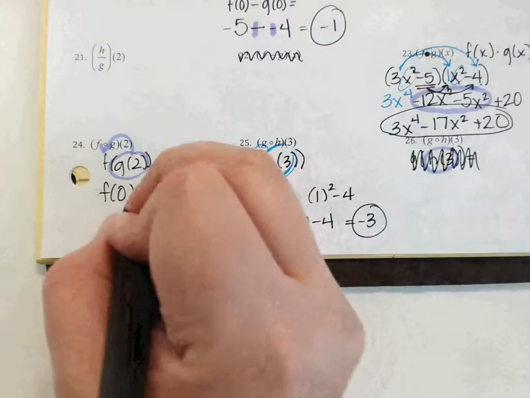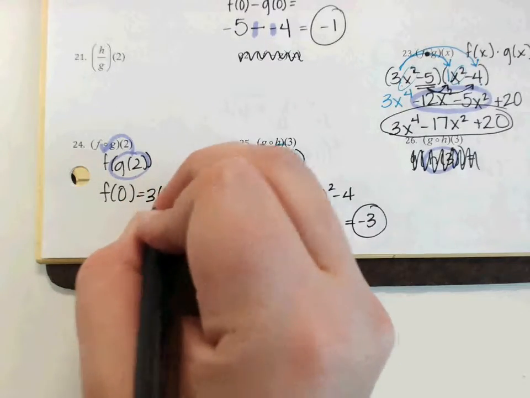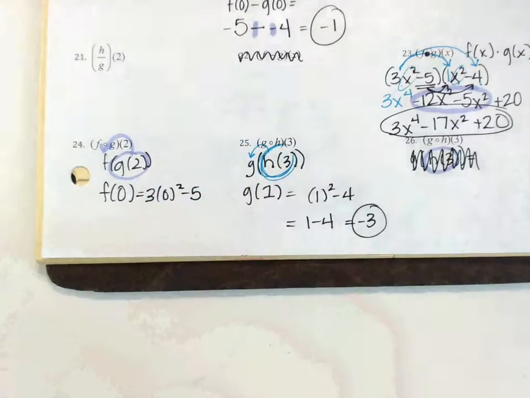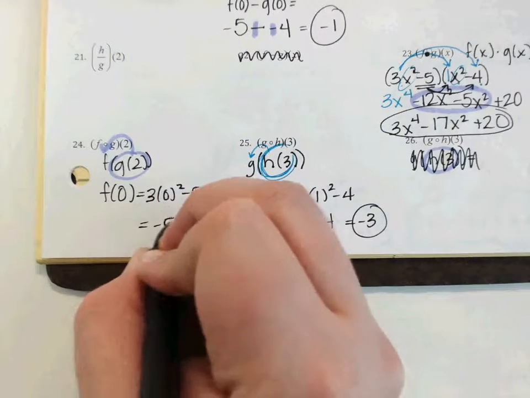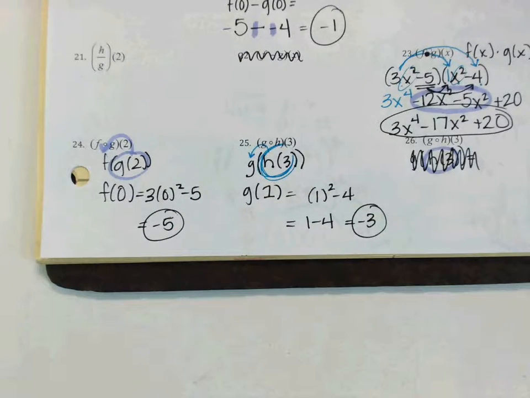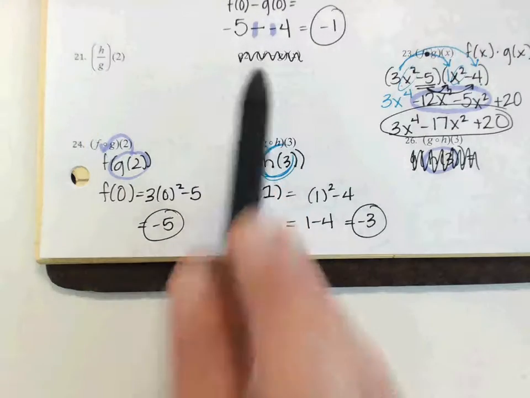So I'd have f of 0 is 3 times 0 squared minus 5. But 0 squared is 0. 0 times 3 is still 0. Minus 5. Which ones? 22 and... 22. Yeah, we crossed out 22.